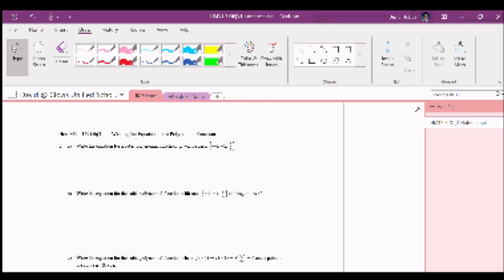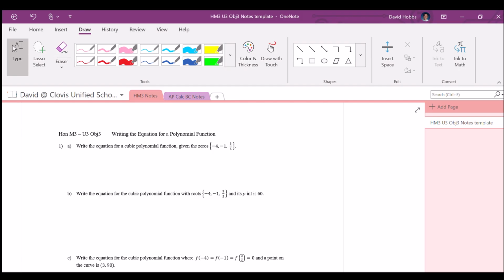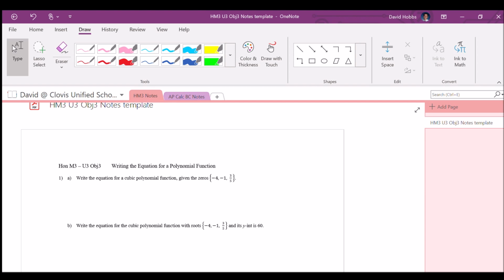Okay, Objective 3 for Unit 3 in Honors Math 3, seems to be a theme there of threes. We're learning how to write the equation for a polynomial function if we give you some information. Now, just briefly, let me remind you that in the first couple of objectives, we learned how to deal with the equation if we're given it. And we also learned that factored form is a very nice form.